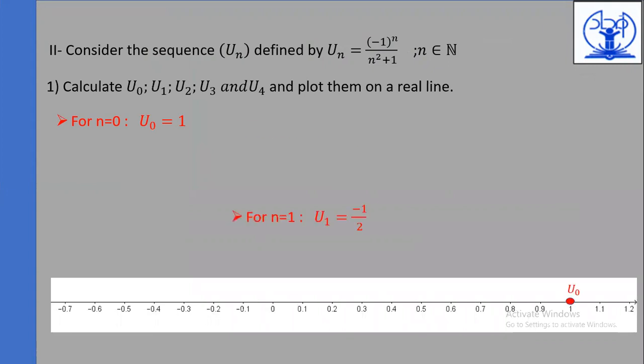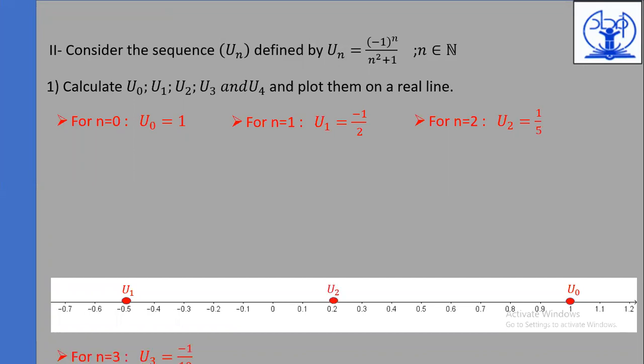It's here. So the next term, U1, is -half. Here is -half. Let me plot the next term, U2, which is 1 over 5. Let me plot U3, which is -1 over 10. Now, what about the fifth term, U4? It's 1 over 17. I'm going to repeat the same 3 questions for this sequence. So notice U0 is here, U1 is here, U2 is here, U3 is here, U4 is here. What if we keep on plotting consecutive terms?